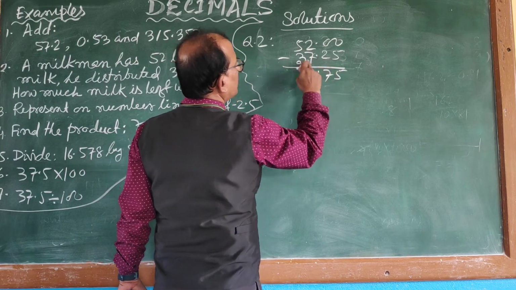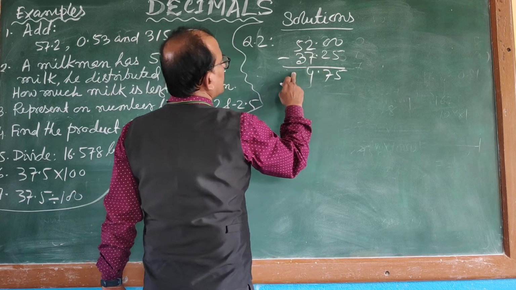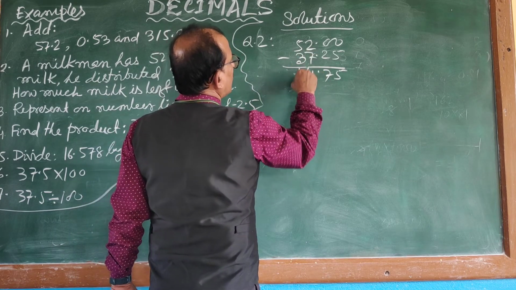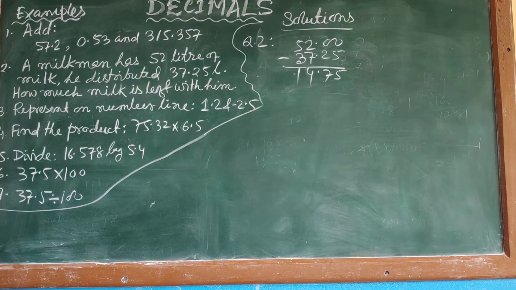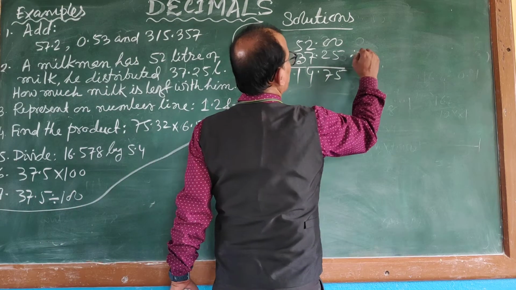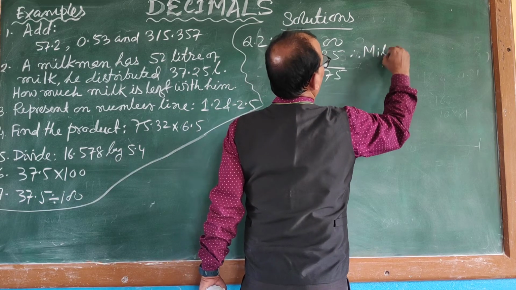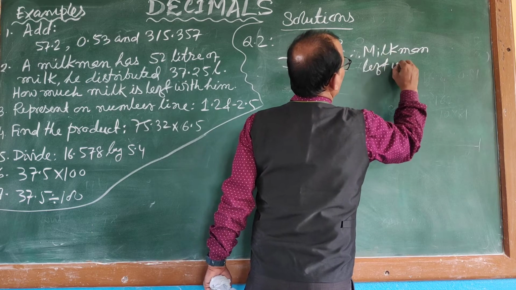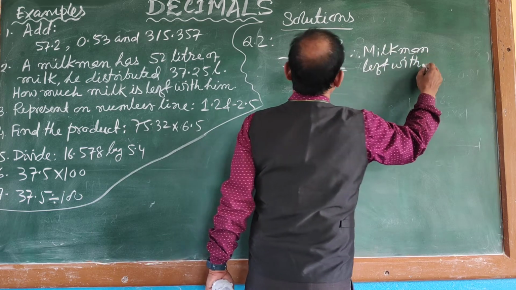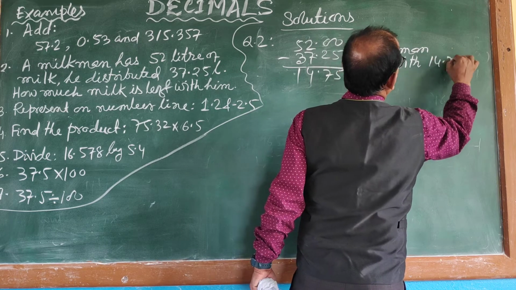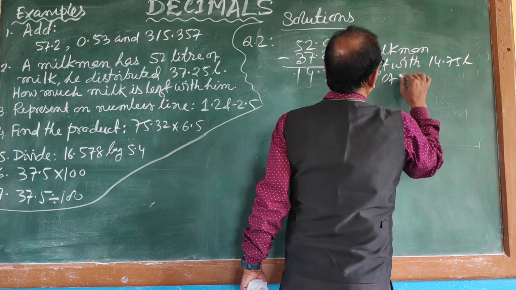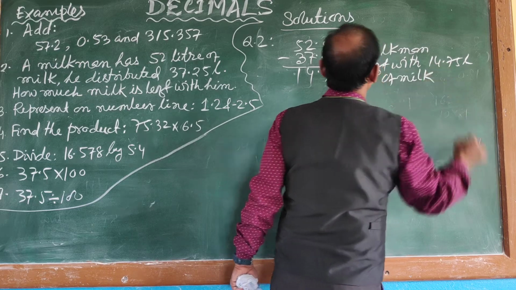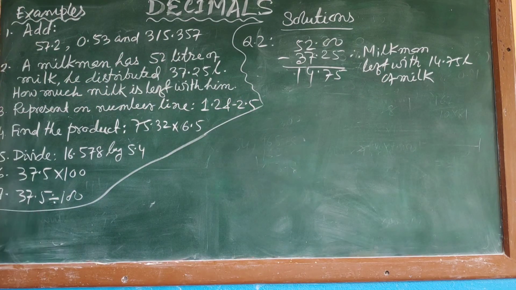It will be 7, 5, and 8, and 4. Then it will become 14 point. Therefore, you have to write down that the milkman is left with how many liters of milk? With 14.75 liters of milk, isn't it? You have done the subtraction. Do you understand how to do the subtraction? This way only you have to do the subtraction here. Otherwise it will be a mistake.